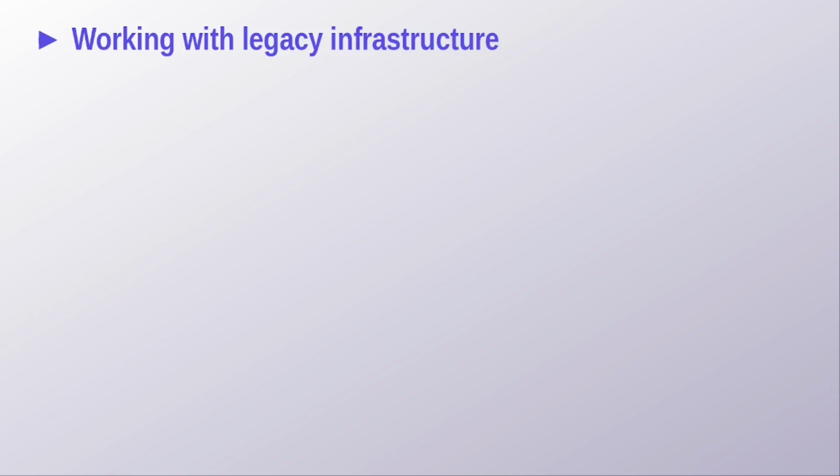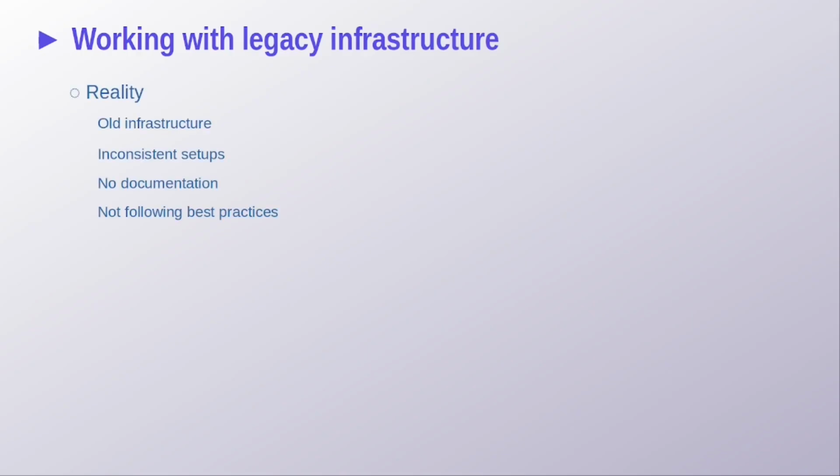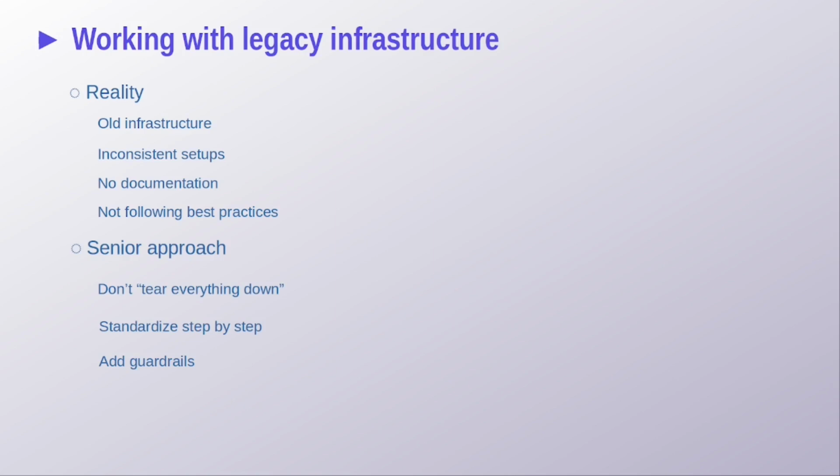Working with legacy infrastructure. Reality check. Legacy systems are old, inconsistent, poorly documented, and usually very important to the business. Standard approach: don't destroy everything. Import gradually. Wrap legacy resources with modules. Next, standardize slowly. And finally, add guardrails. The goal is not perfection, it's control.